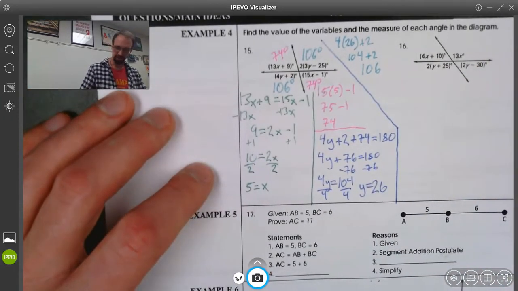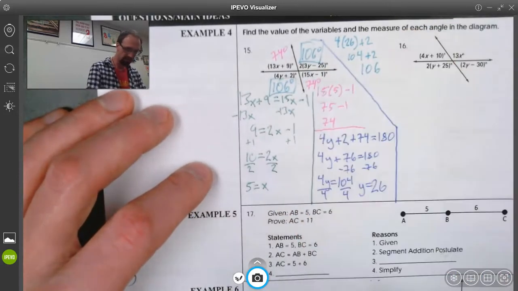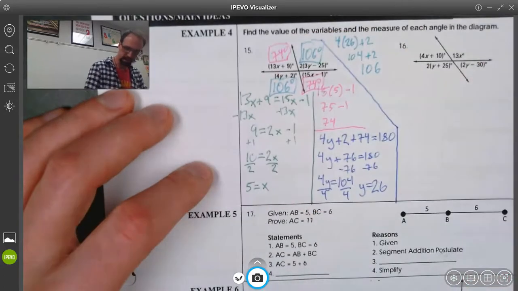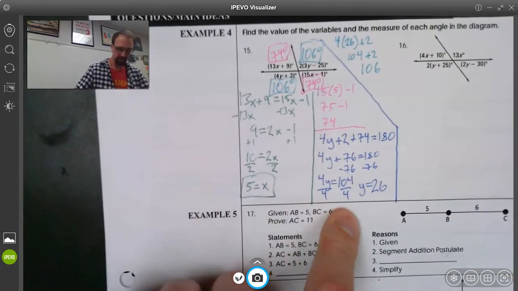I'm going to box everything that you need. So we need to know each of the measures of the angles. We also needed to know what x and y are. So x is here, and then y is here.